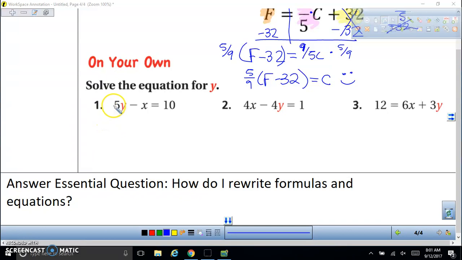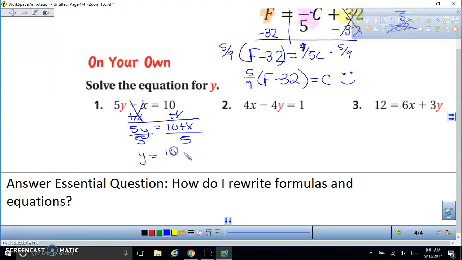For number 1, you should have undone this subtraction first by adding. Okay, 10x. Oh, sorry, my pen's going crazy. 10x. 10 and x are not like terms, so don't combine them. All right. The last thing that you should have done was divide by 5. Divide by 5. And I'm happy if you can get here. If you went further, wave me down and I'll come by and check your work, okay?